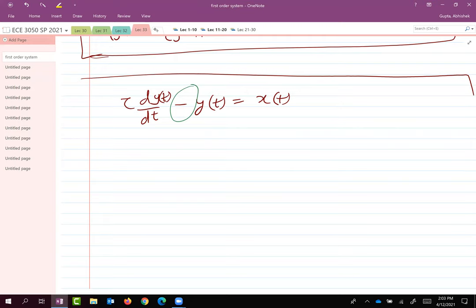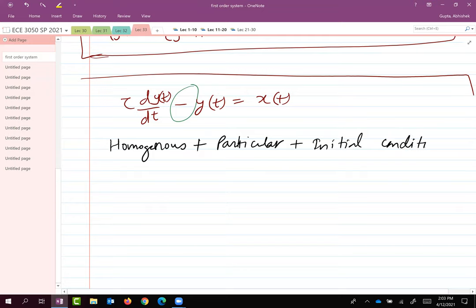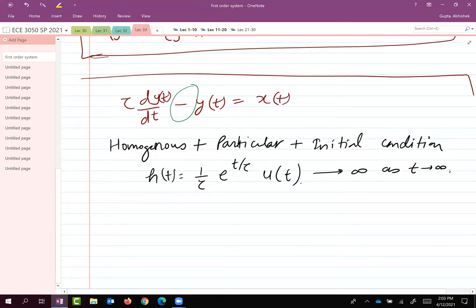Now I'm not going to use the Fourier transform. Let's use the differential equation approach. Let me just write. Homogeneous plus particular plus initial condition would imply that the impulse response of the system is 1 over tau e raised to t over tau u of t. This goes to infinity as t goes to infinity. This is an unstable system.